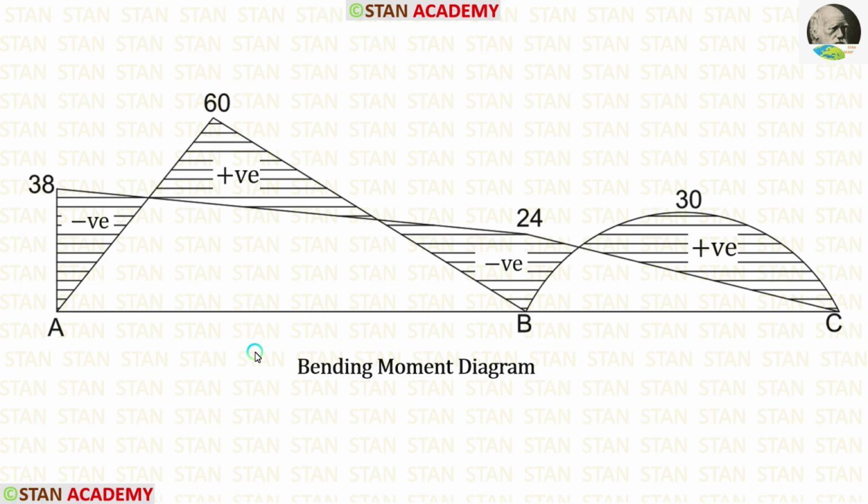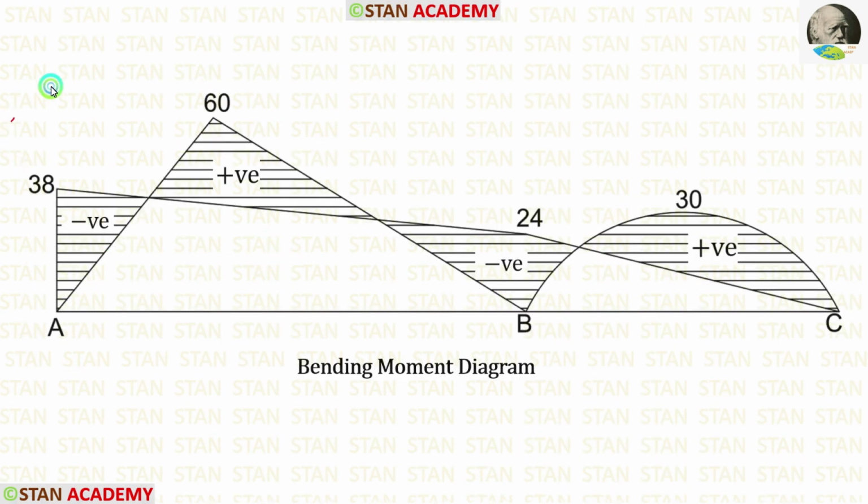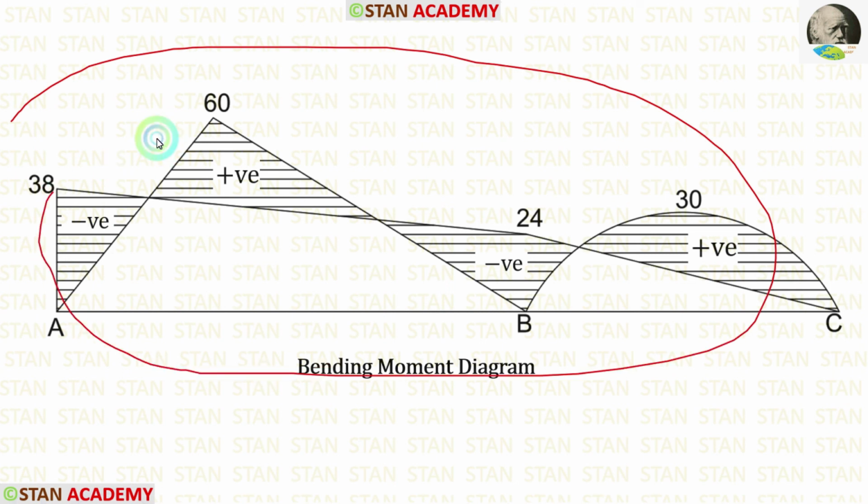Now we can combine the free moment diagram and end moment diagram. Wherever they are alone, we are marking the values with the sign. Here the end moment diagram, here the free moment diagram, end moment diagram, and free moment diagram. Wherever they are together, we are not marking. We are just keeping the space empty. If you are very experienced, no need to make the free moment diagram and end moment diagram. We can directly draw the bending moment diagram, so we can save a lot of time.